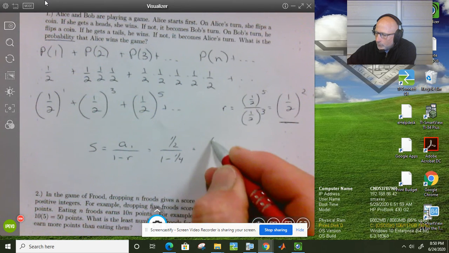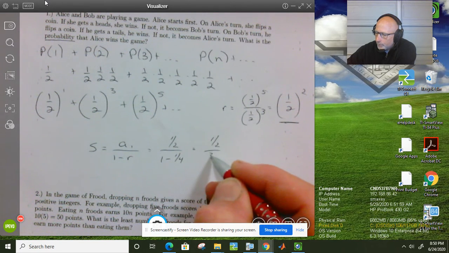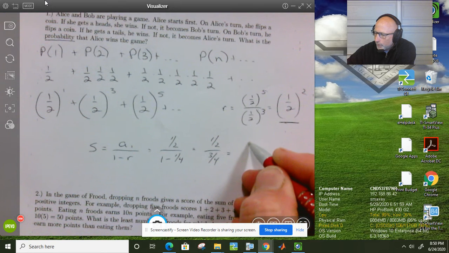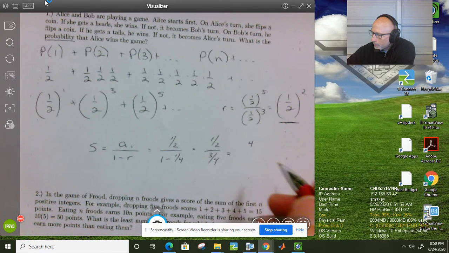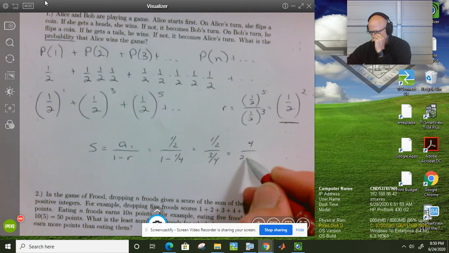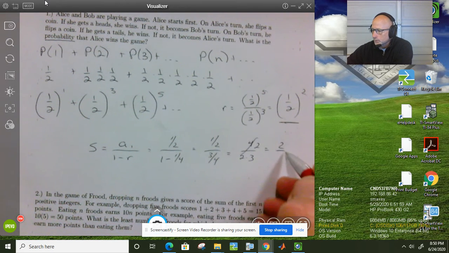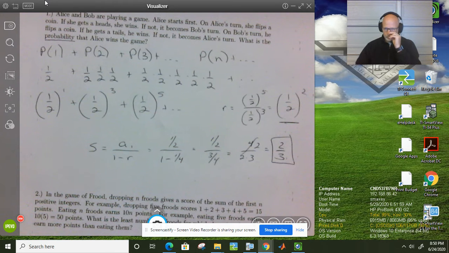So this is 1/2 divided by 3/4, which is equal to 4 over 2 times 3. So that's equal to 2/3. Okay, so the answer is 2/3. Like I said, very classic problem. This is a really good problem because it brings in combinatorics, it brings in probability, it brings in infinite geometric series, it brings in a lot of different things.